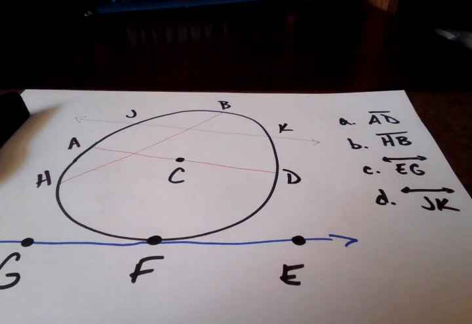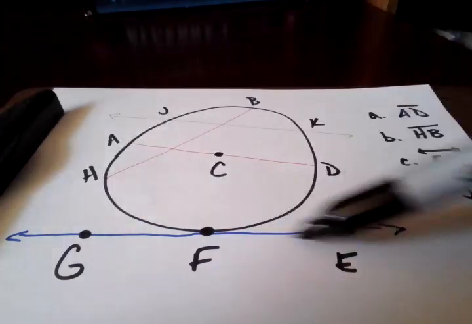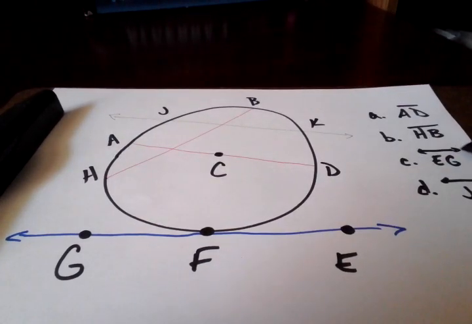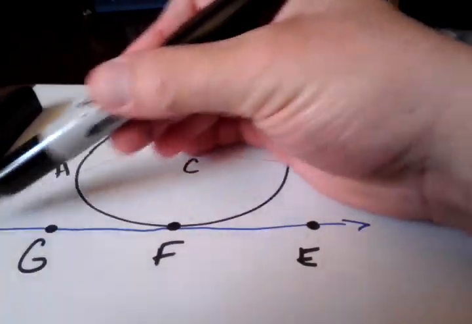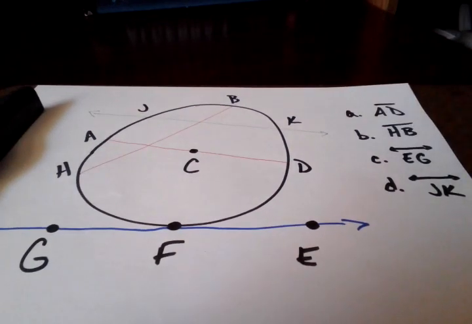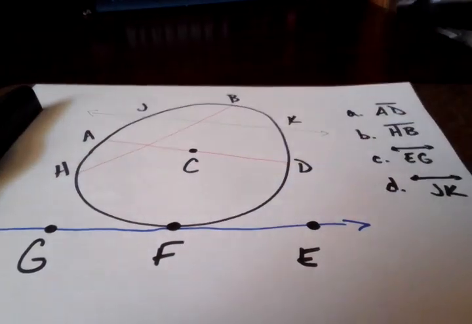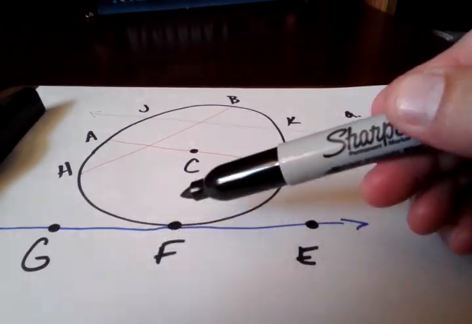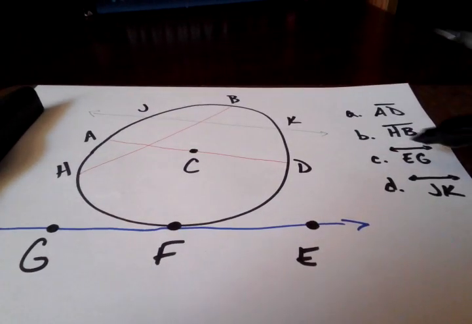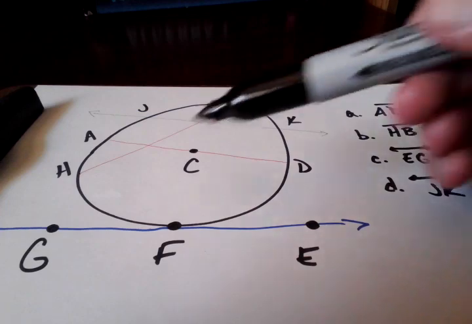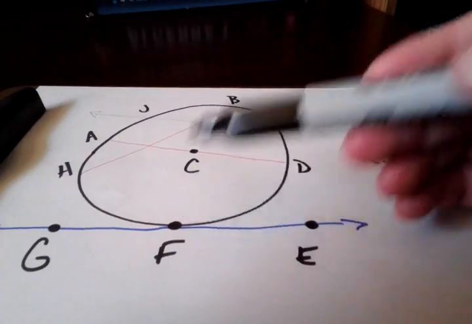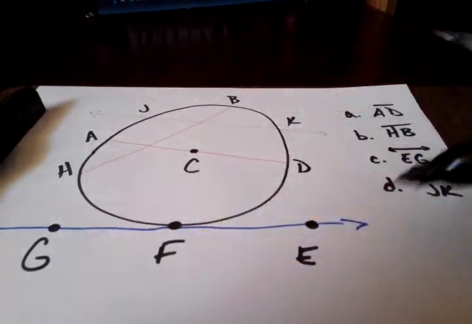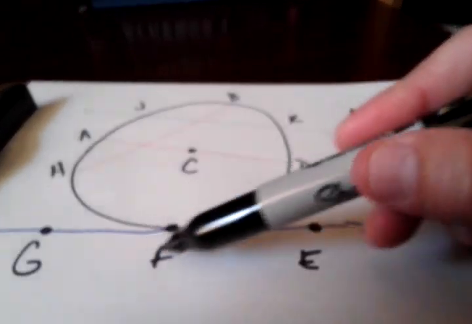Part C now is EG, which is this blue line down here. I know it's a line, remember, because it's got these arrows. These arrows tell me it's not starting and stopping at E and G. It's going past them indefinitely. So this is a line. Think back to the words you just read. What type of line touches a circle one time? Well, that's a tangent line. So EG is a tangent line, which means point F, which you should have read as well, is the point of tangency, the point where it's touching the circle.